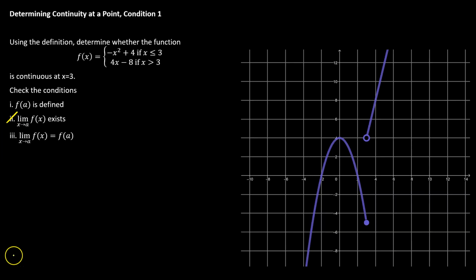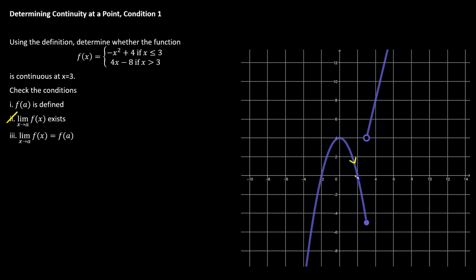Let's take a look at the graph so that we can see what's going on here. In this picture, we can see that we have the downward facing parabola for x values less than 3, including x equals 3. And then the second half of the piecewise starts at x greater than 3, so we have an open circle and then the line that finishes the piecewise function off. We just showed that the second condition failed, meaning the two-sided limit does not exist. And we can see that from the graph.